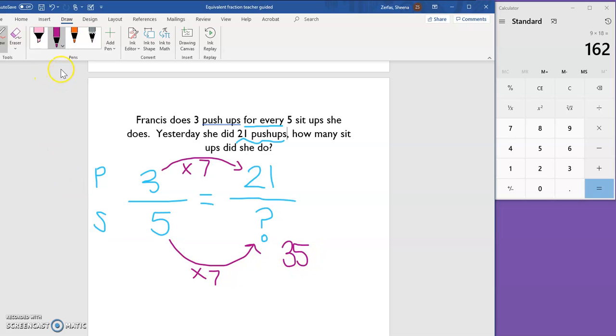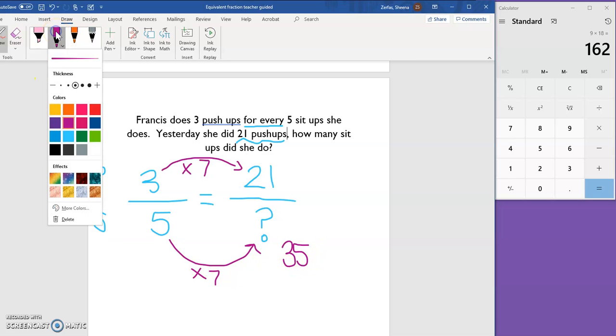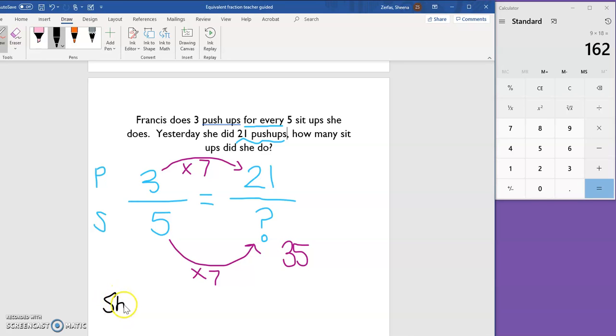Right? And because it's a word problem, we want to practice writing our answer in a complete sentence. So if it's asking how many sit-ups, we can say she did 35 sit-ups.